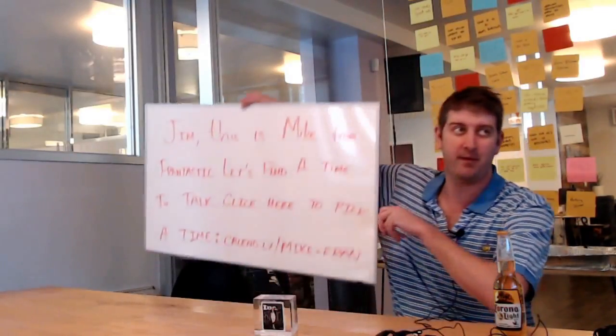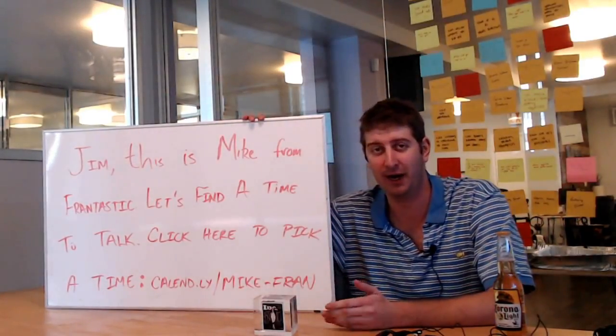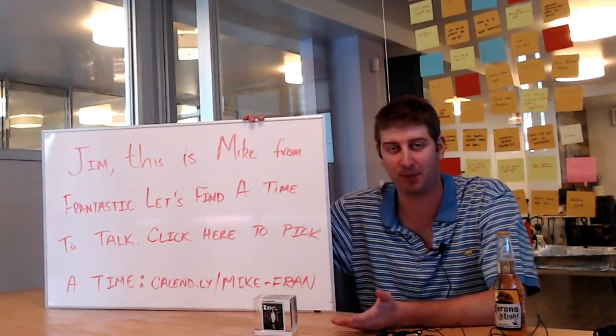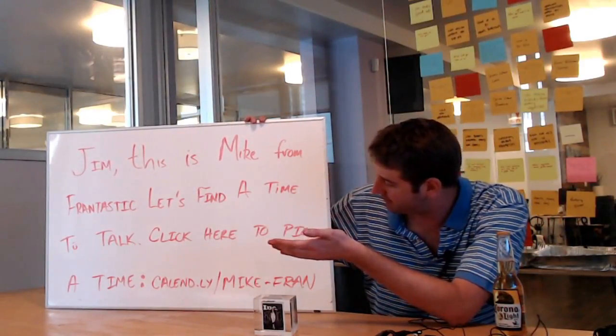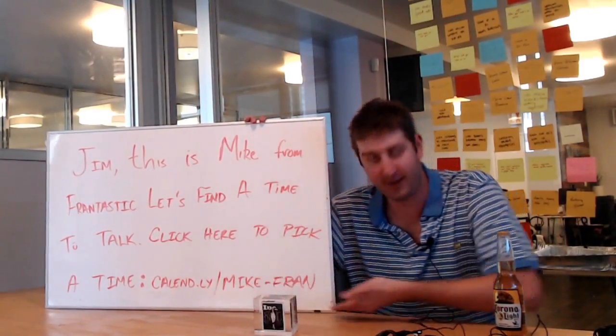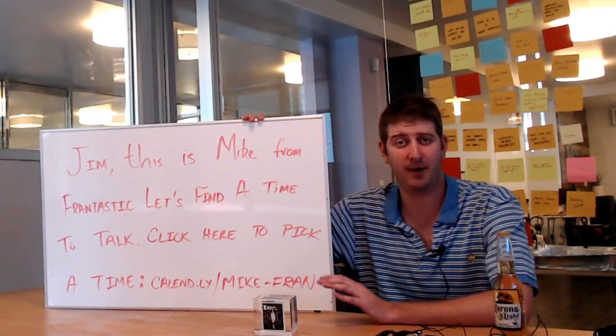So here's an example of a message that you may want to send if you were going to engage in this process, right? "Jim, this is Mike from Frantastic. Let's find a time to talk. Click here to pick a time," and then the Calendly link located there. A few things are ultimately going to cause this to fail.